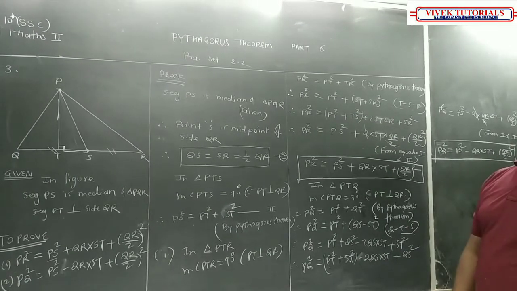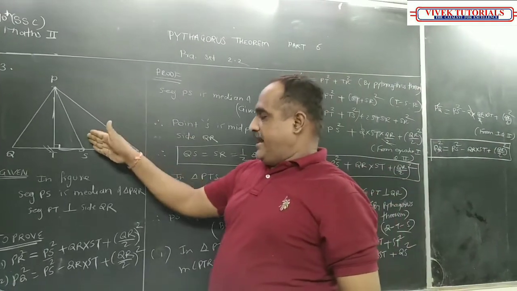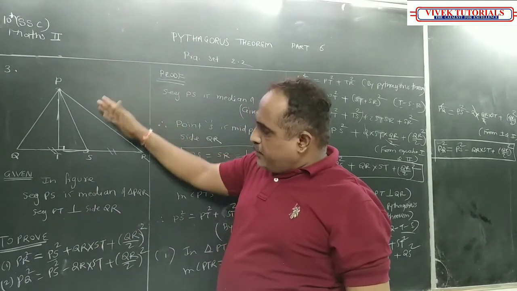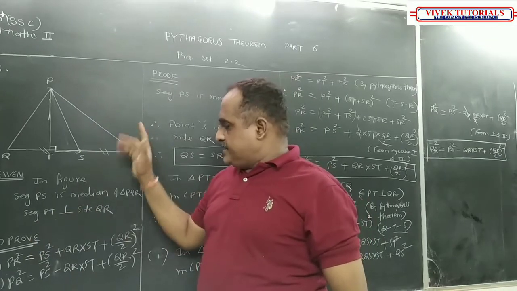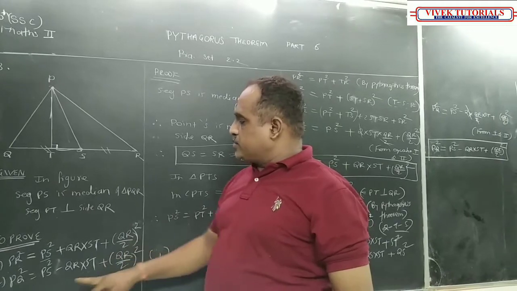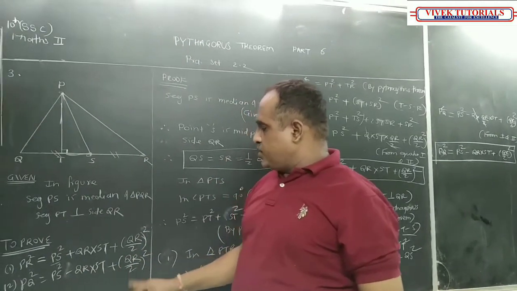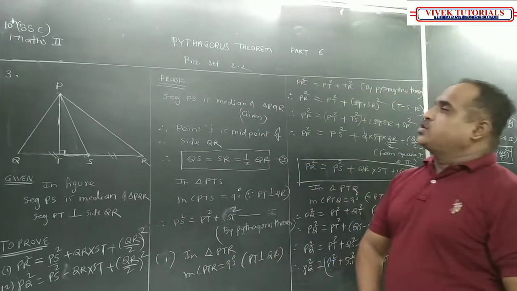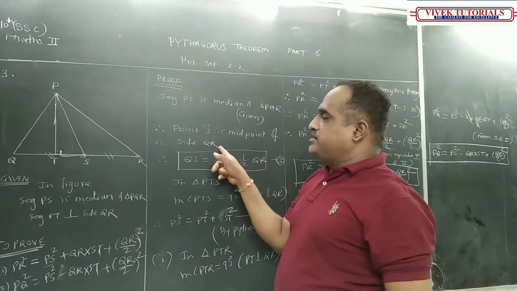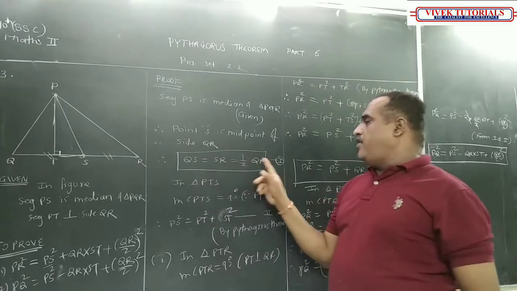I'll repeat it once again. What is given to you: in triangle PQR in a figure, PS is the median and PT is perpendicular to QR. What they asked to prove is that PR square is equal to PS square plus QR into ST plus QR by 2 the whole square, and PQ square is equal to PS square minus QR into ST plus QR upon 2 the whole square. So what I did, PS the median. Median का मतलब क्या होता है? S is the midpoint of the opposite side, so S will be the midpoint of QR. So QS is equal to SR is equal to half of QR.